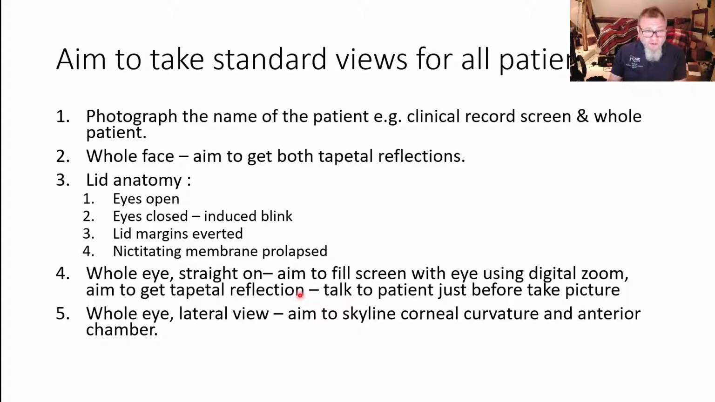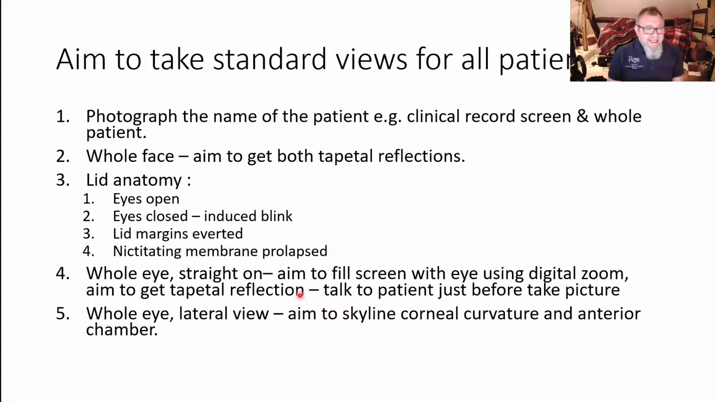That can be really useful, particularly when you're looking at lens features. For all your patients, we try and do standard views, which is very useful for making sure we don't miss things out. It's useful to identify the patient, so often photographing the clinical record screen, and try and get a picture of the whole patient, the whole face, looking towards us, aiming to get both tapetum reflections. So we look at the lid anatomy with the eyes open and closed. We induce a blink, we invert the eyelids, look at the inside of the eyelid margins, a good place to look for lumps and bumps and extra hairs, and then we prolapse the third eyelid and photograph that.